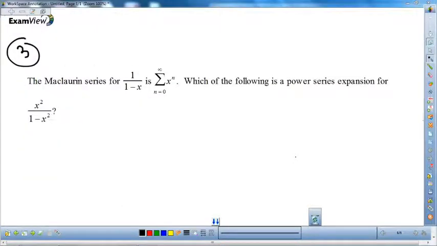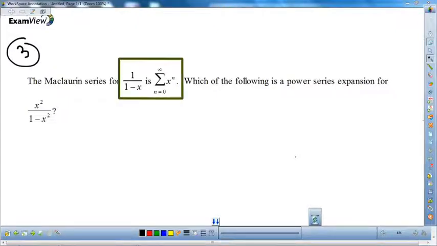For number 3, we're given that the Maclaurin series for 1 over 1 minus x is the summation from n equals 0 to infinity of x to the n. And we need to find the power series of x squared over 1 minus x. Well, since we're given this information, we need to use it.